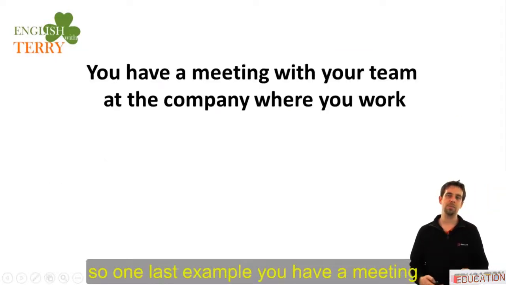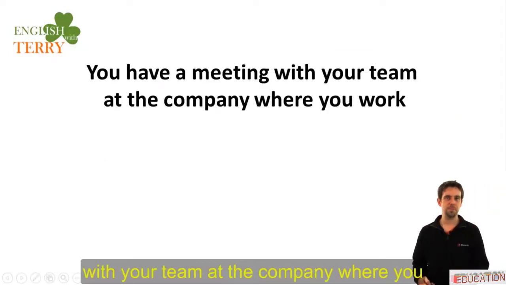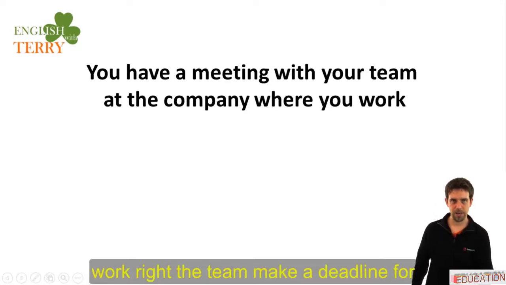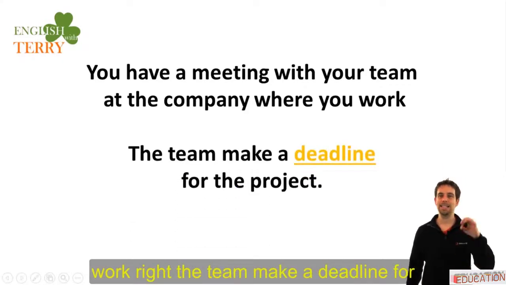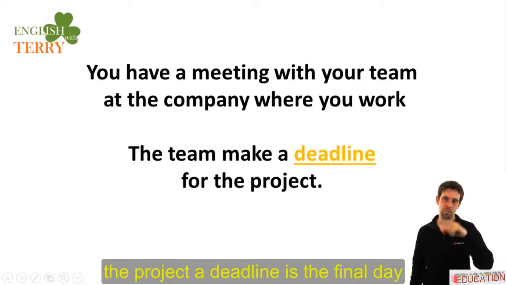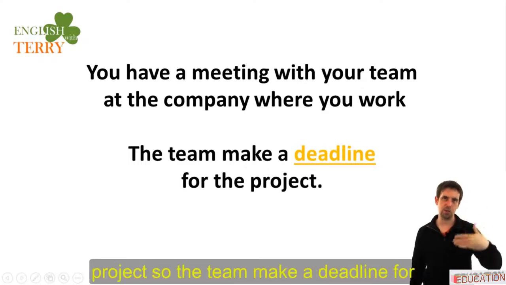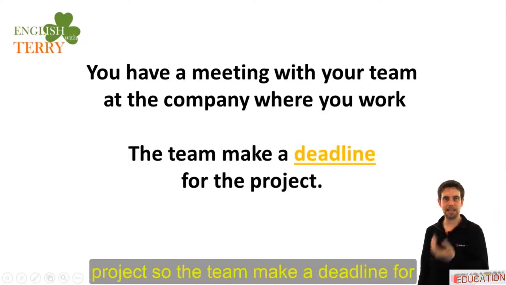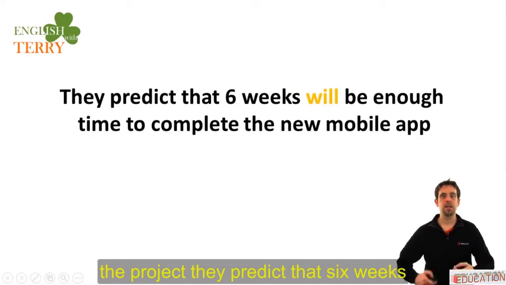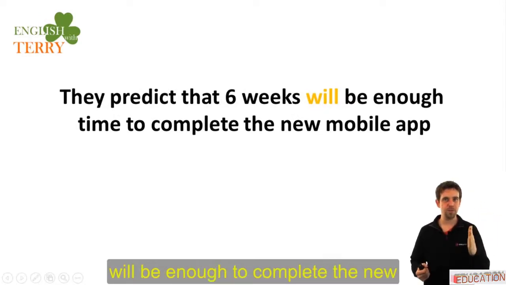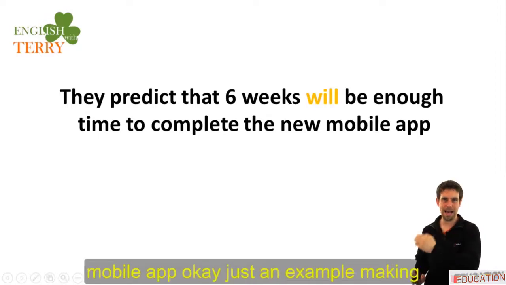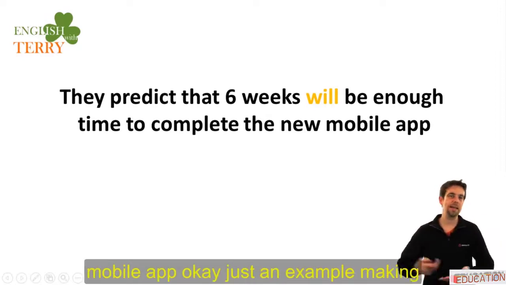So one last example. You have a meeting with your team at the company where you work, right? The team make a deadline for the project. A deadline is the final day, final date when you must finish your project. So the team make a deadline for the project. They predict that 6 weeks will be enough to complete the new mobile app. Okay, just an example, making an app, right?